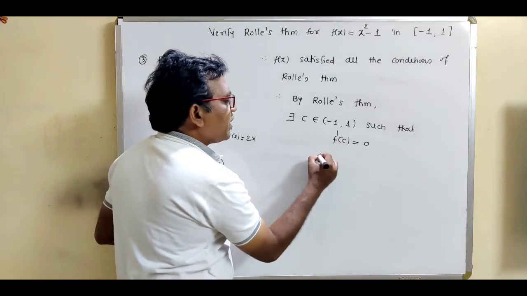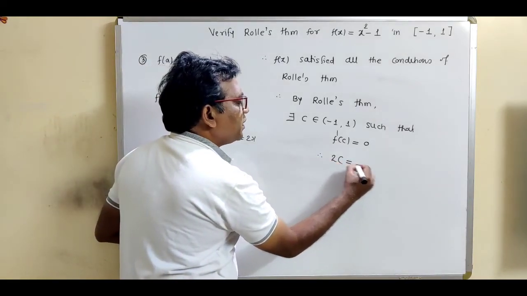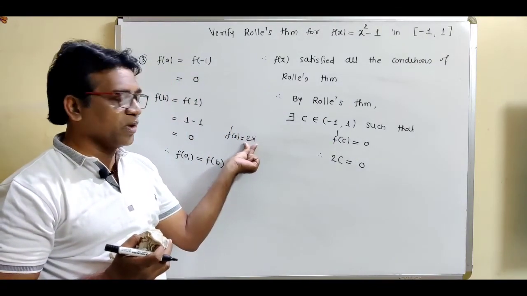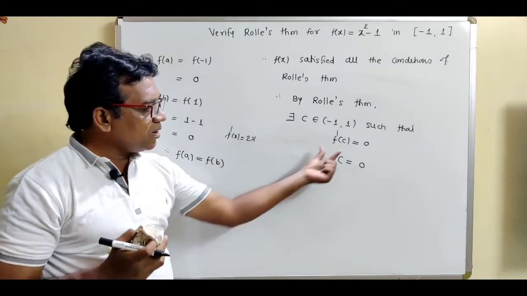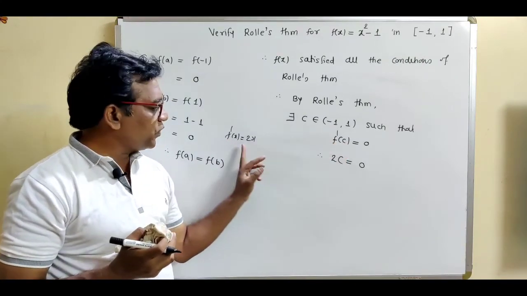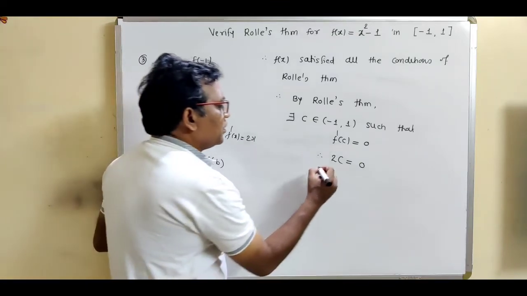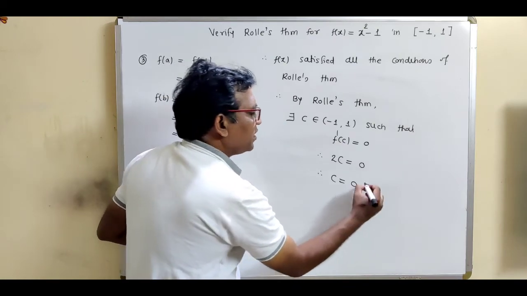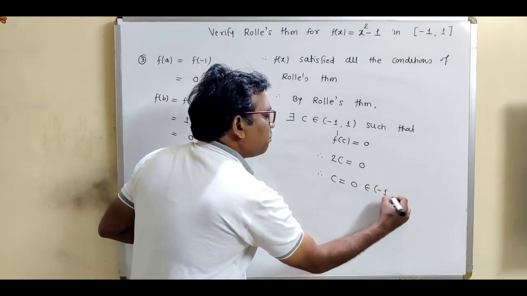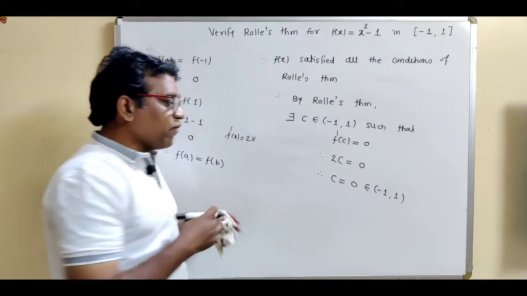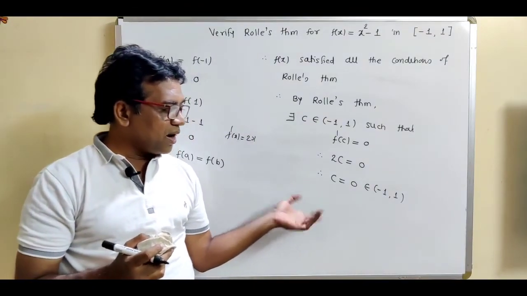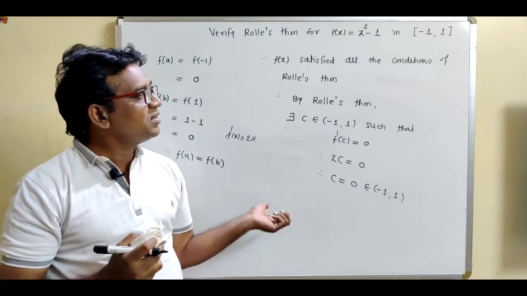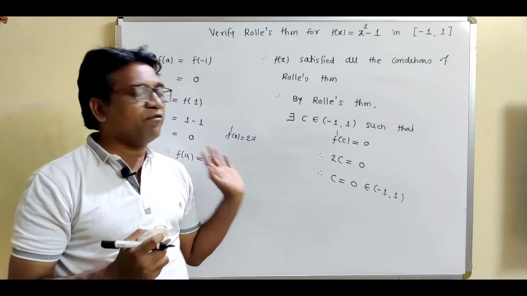So what is the value of f dash c? F dash c should be 2c equal to 0, because f dash x is 2x. So from f dash x, write f dash c. Just put x equal to c, so 2c equal to 0. So what is the value of c? c equal to 0. And obviously this is a value in between -1 to +1. So we have found the value of c equal to 0, which is obviously in between -1 to +1. So we can say that Rolle's theorem is verified.